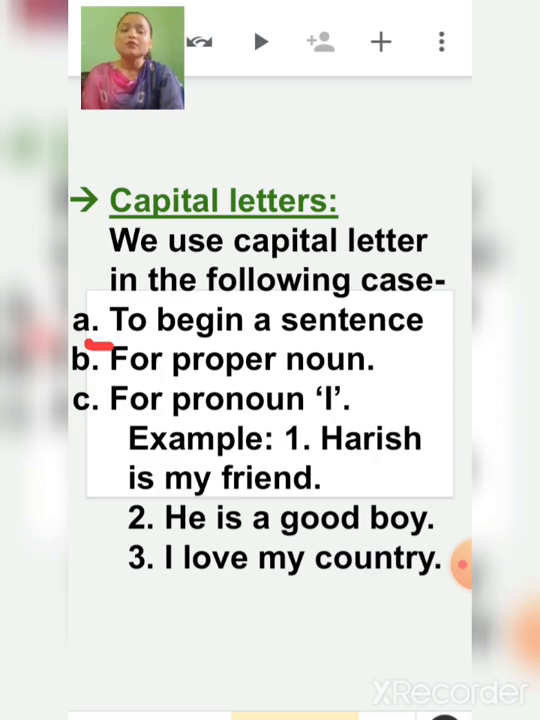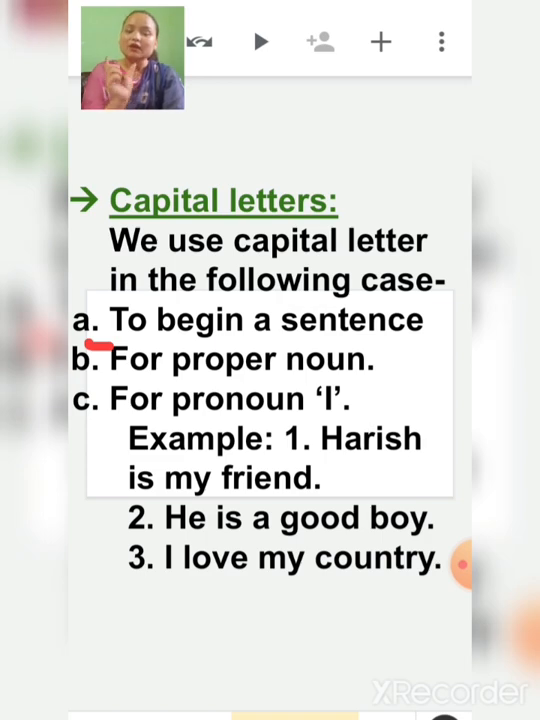Second, for proper noun. You all know what is proper noun? Children, you all know what is noun. Noun is the name of a person, place, animal or thing. And there are two kinds, proper and common. Common nouns are like girl, boy, animal. We commonly say girl to any girl, boy to any boy. But if that girl has some name, if that boy has some name, if that place or animal has some name, that person, animal or place becomes a proper noun.